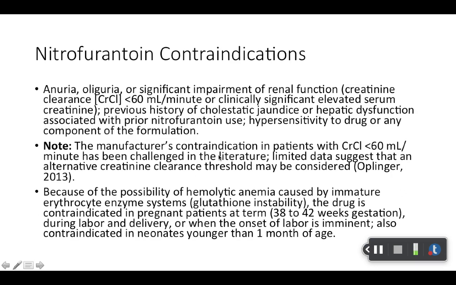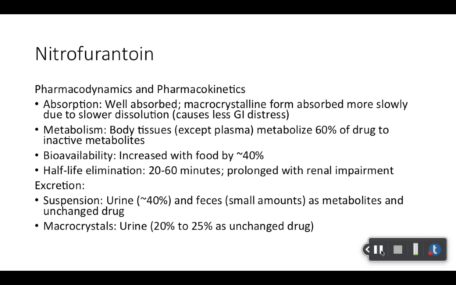A couple uses here. We talked about the UTIs already, and then acute cystitis, it's good for that as well. Adverse effects. We have the common ones listed here. GI is one of the common ones. The rare but serious ones are listed here, so definitely read through those. But typically you just have to worry about GI adverse effects.